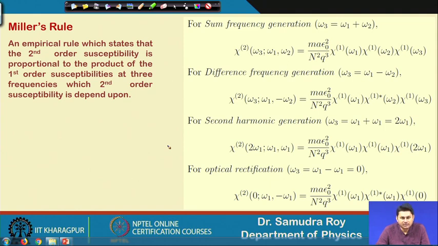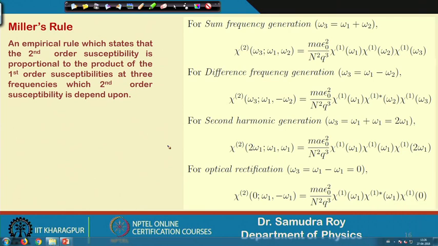The second order solution gives us a generating term related to the displacement, the first order displacement, and if you carry on the calculation, this second order displacement basically leads to the second order susceptibility term from the polarization concept, and eventually we get the relationship between the second order polarization or the second order susceptibility and the first order susceptibility through Miller's rule. So, with this note let me conclude here. See you in the next class.